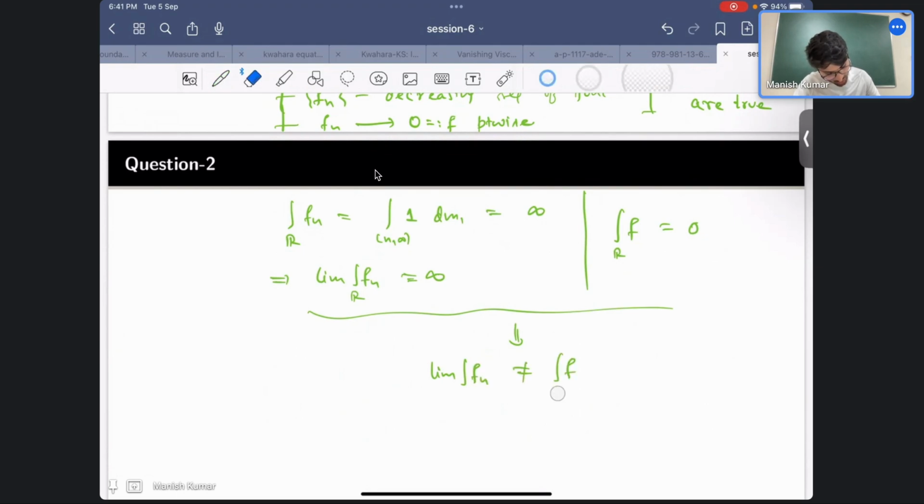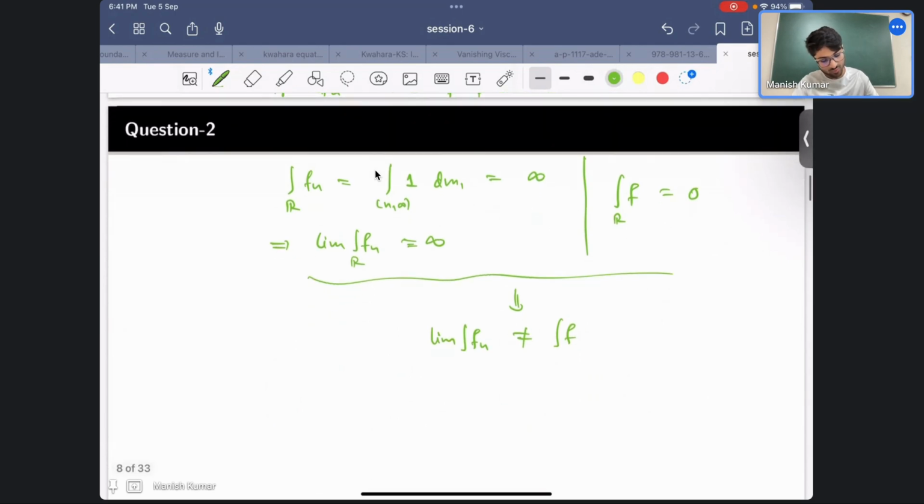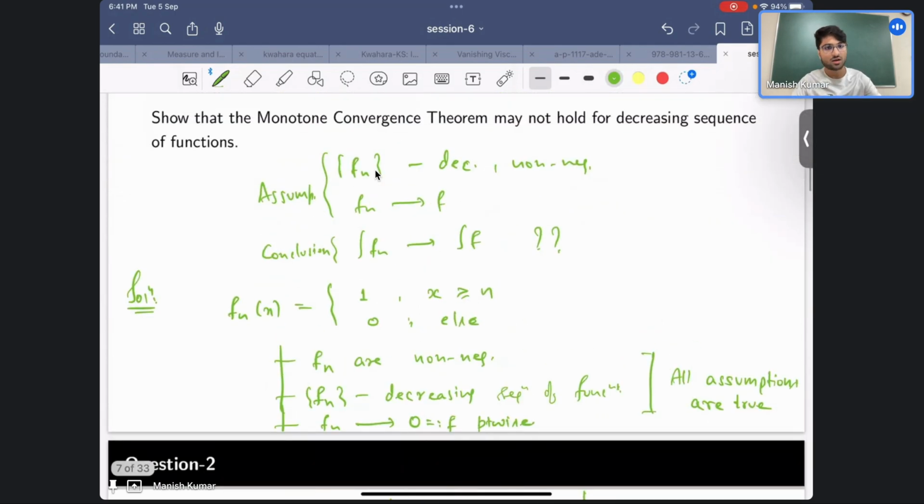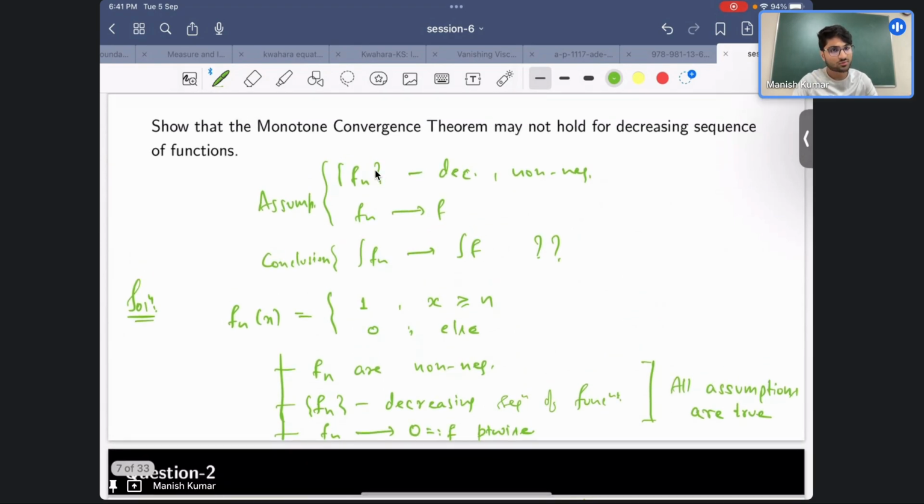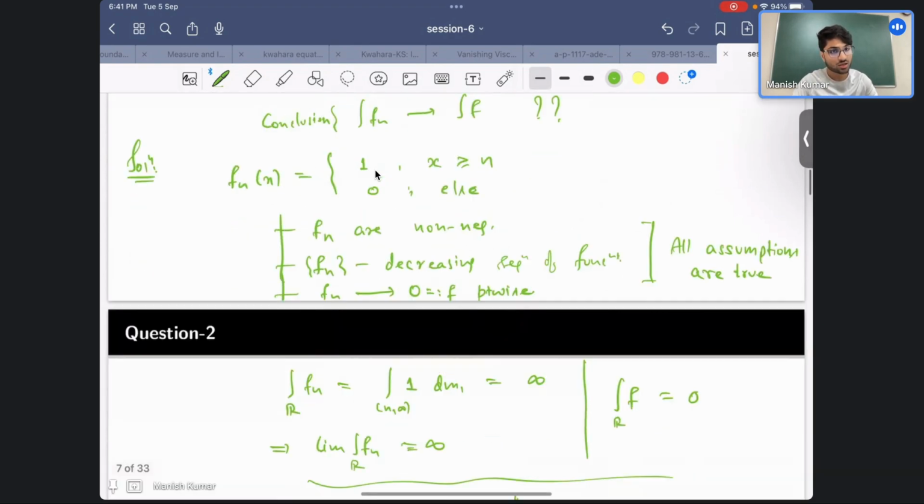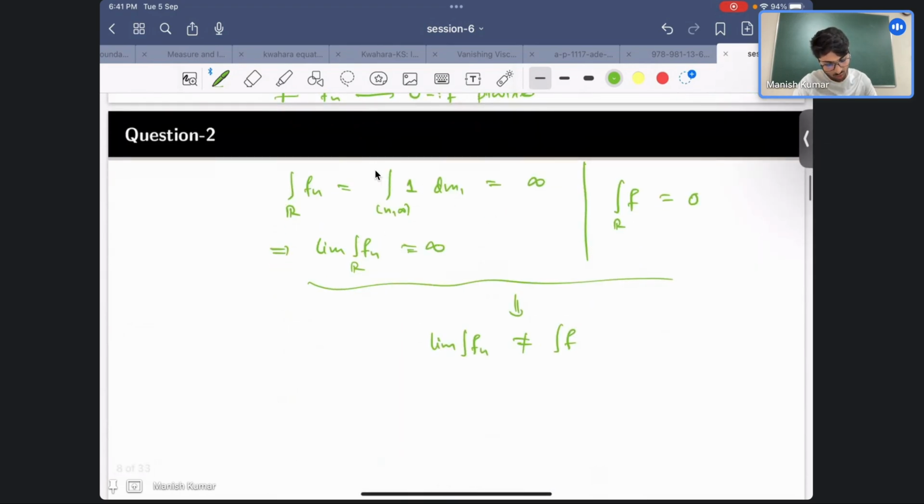Hence we have proved that we have a sequence of functions for which all the assumptions hold true, but the conclusion is not true. But what I said earlier is that this will be true when any one of the functions has finite integral. As you can see, all the functions fn have integral infinity, and this is the root cause for this not being true.